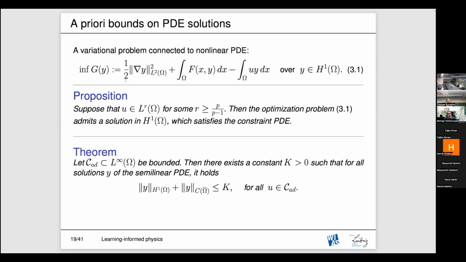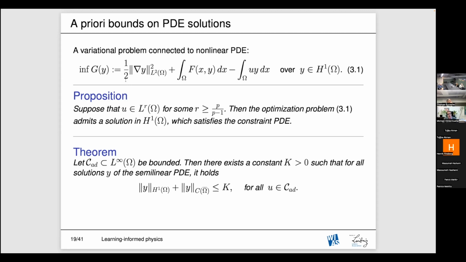And we can say that if the control is sufficiently regular in terms of Lebesgue regularity, as highlighted here regarding the P, remember H1 embedded into LP, then, of course, from Sobolev embedding, you can trace the P's which do the job for you. You can then say that the optimization problem or the variational problem admits a solution, and the first order conditions are really the PDEs. And that says the PDE admits a solution, all is fine. So this is the proposition.